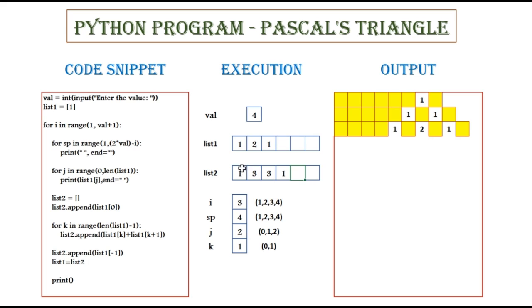Then list 1 equal to list 2, which means I'm going to copy the value of list 2 to list 1. Print will print the next set of values in the next line. Now the value of I is going to be 4. For SP in range of 2 into val, which is 8, and 8 minus I, the value of I is 4, so 8 minus 4 is 4. So the range is going to be from 1 to 4, meaning 1 to 3. And the value of SP currently will be 1.